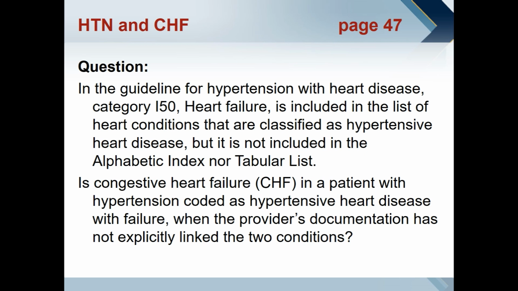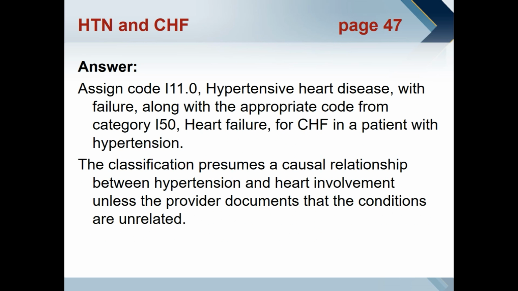A very good question. Coding Clinic answers the question by telling us to assign code I11.0 for hypertensive heart disease with failure, along with the appropriate code from category I-50, which you recognize as the code for heart failure. The classification presumes a causal relationship between hypertension and heart involvement unless the provider documents that the conditions are unrelated. That's a very important statement.